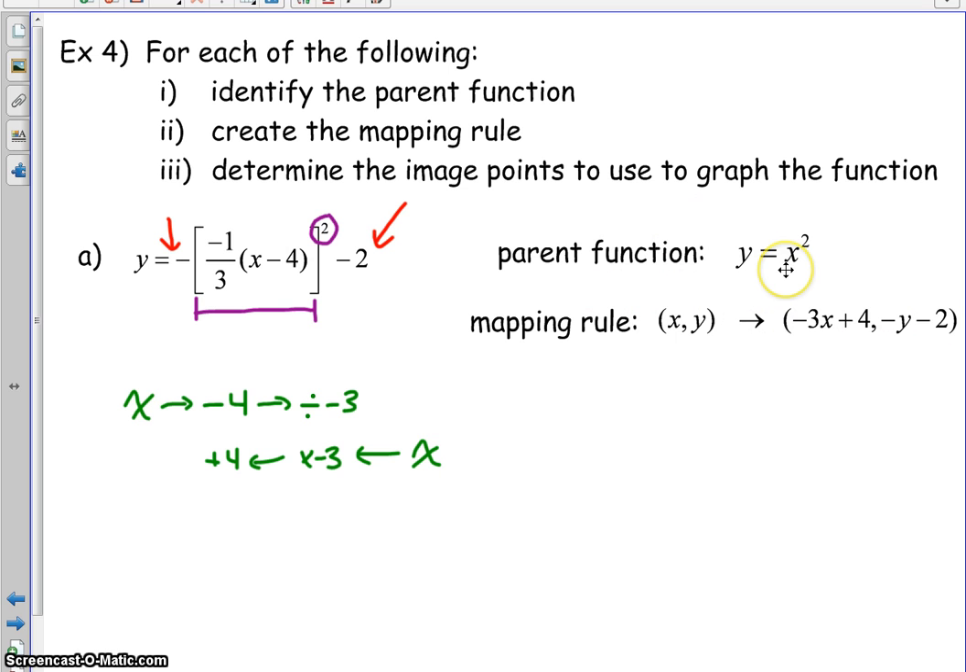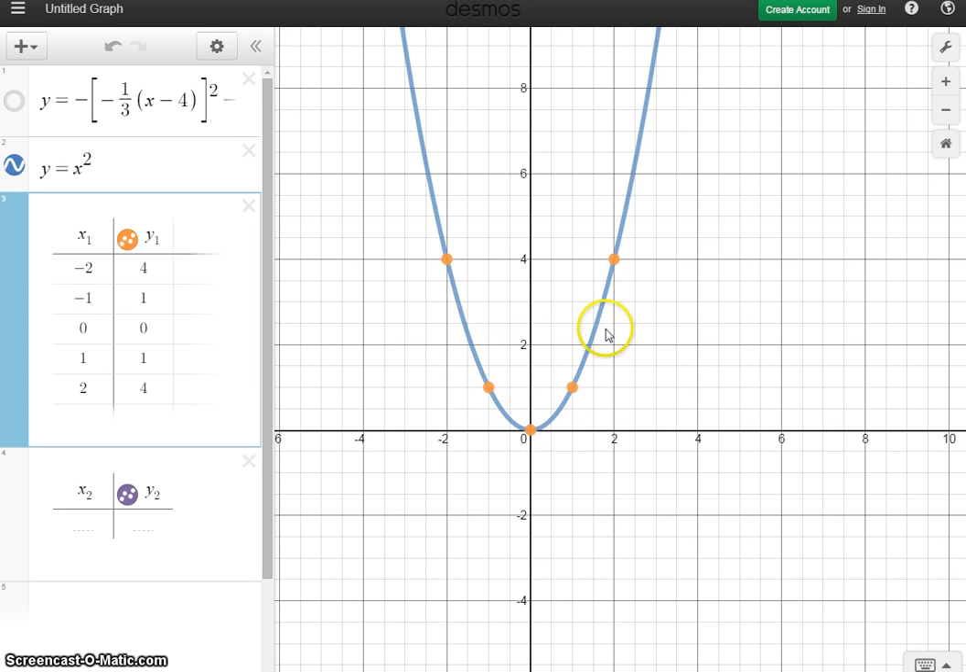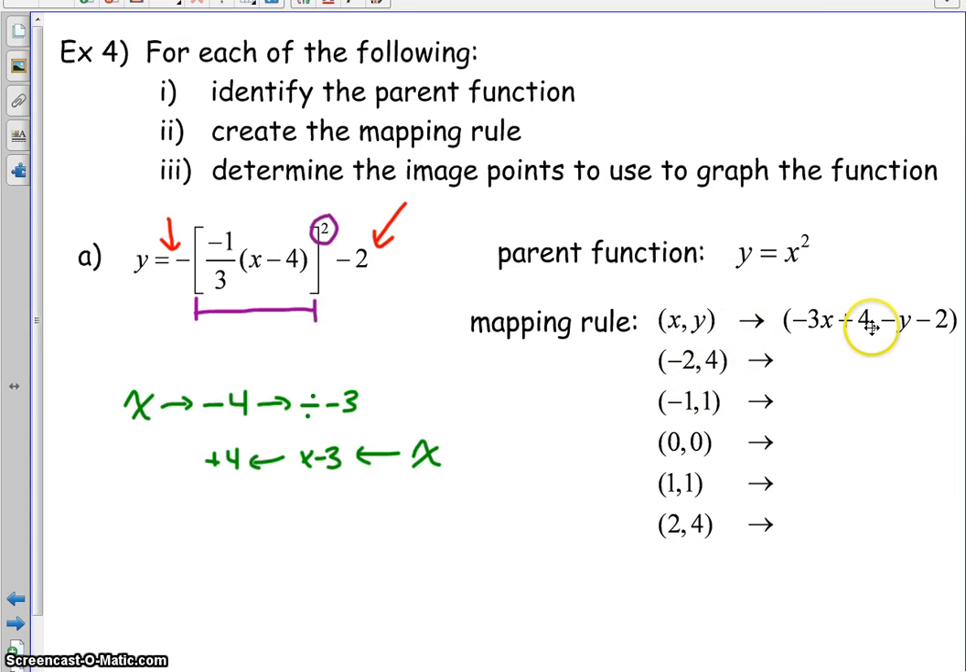Okay, so that's really all we need to graph, because once we have this, we know what y equals x squared looks like, or at least hopefully we do. I told you guys on the first day all of our parent functions need to be pretty committed to memory. So if you look at y equals x squared, there should be some key points that jump out at you: negative 2, 4, negative 1, 1, 0, 0, 1, 1, and 2, 4. You can see them on the graph right here. These are 5 pretty good key points to use. Now what we're going to do with each of those key points is plug them into this mapping rule to get new image points.